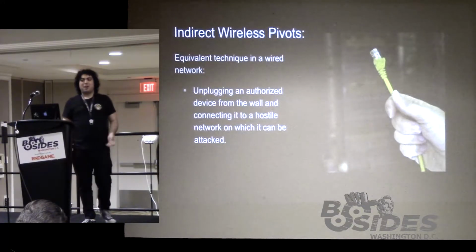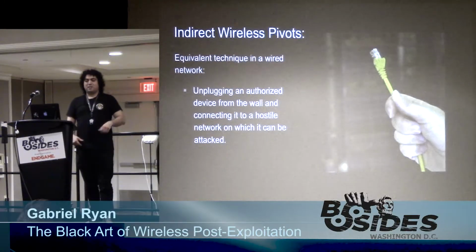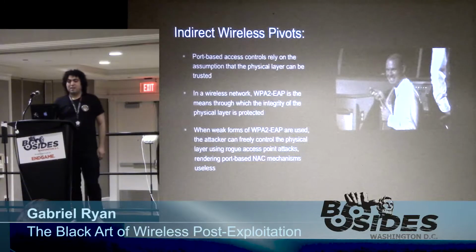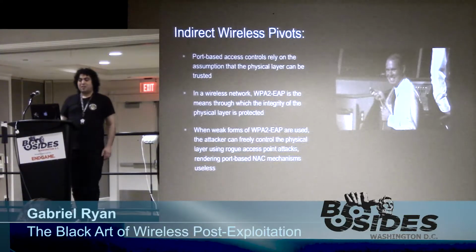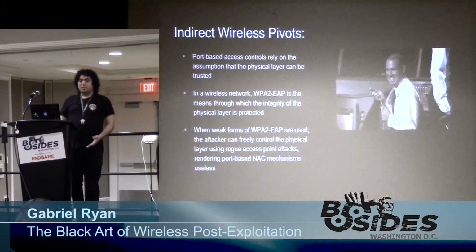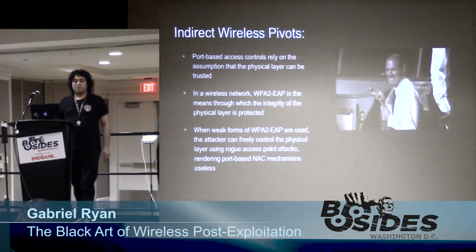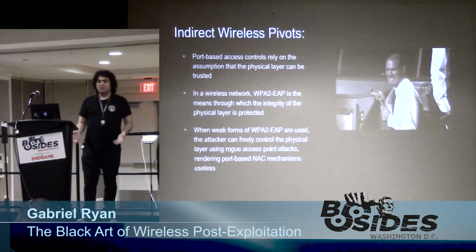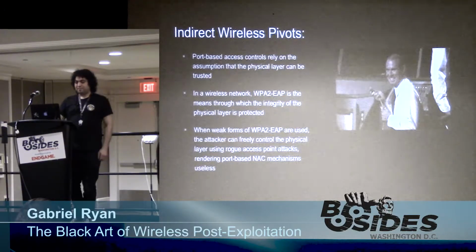So that's an indirect wireless pivot. I mean, the equivalent technique of doing this on a wired network would be simply unplugging an authorized device from a switch or something like that, and then connecting it to a hostile network on which you can attack it. And what this really demonstrates is that port-based access controls rely on the assumption that the physical layer can be trusted. In a wireless network, on the other hand, the means through which you can trust the integrity of the physical layer is WPA2 EAP. So if you can't trust your EAP implementation, and an attacker can freely control the physical layer using rogue access point attacks, this kind of makes the point of whether NAC works or not kind of moot. Because if the attacker can control the physical layer, port-based NAC mechanisms are actually rendered useless.